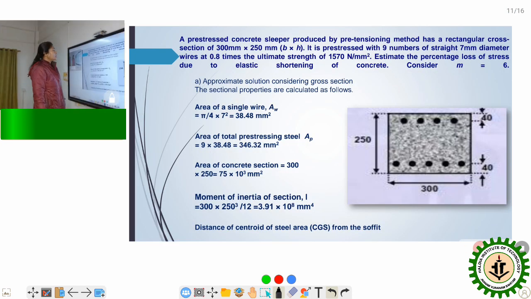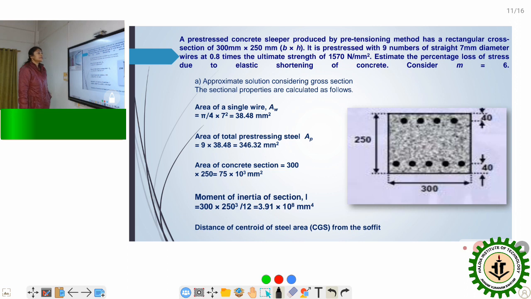So let's try solving a problem regarding elastic shortening of concrete. A pre-stressed concrete sleeper produced by a pre-tension member has a rectangular cross section of 300 mm by 250 mm. It is pre-stressed with 9 numbers of straight 7 mm diameter wires at 0.8 times the ultimate strength of 1570 Newton per mm square.